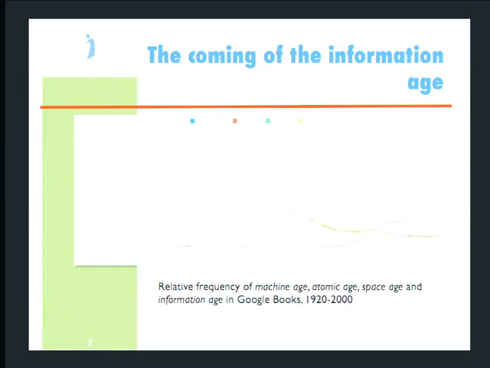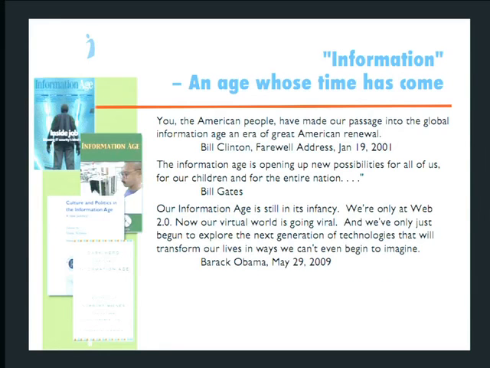So living as we do in the midst of an era that people think of as the information age, and we'll talk about what that means and whether it really makes sense at all, we look back and we say, well, how did we get here? And we read the past as a journey to where we are and see it in terms of this notion of information. So people just talk freely of the information age. "You, the American people, have made our passage into the global information age, an era of great American renewal," and so on. You can do a search on information age, and your browser will crash. There's a lot of it out there.